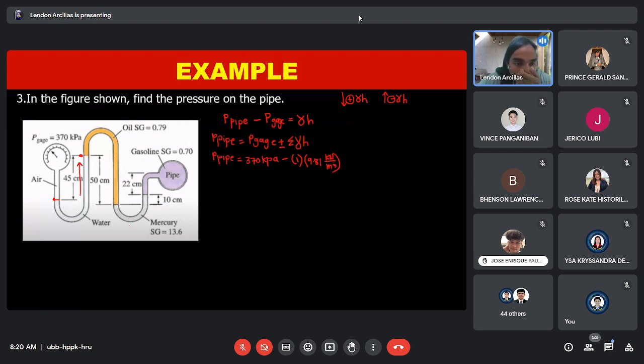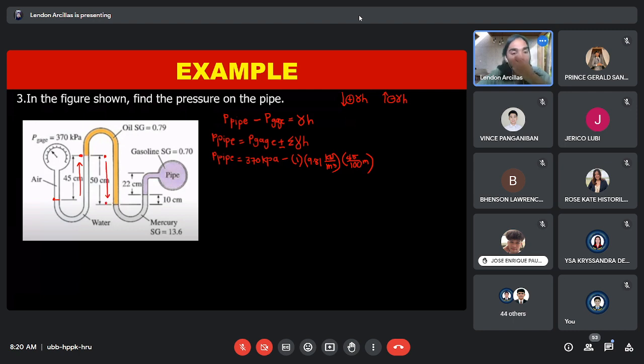Times the pressure difference from this point is 45 centimeter, and that is 45 divided by 100 meters. Next, from the starting point of oil to the end point of oil, so this one. From this point to this point, we go down.